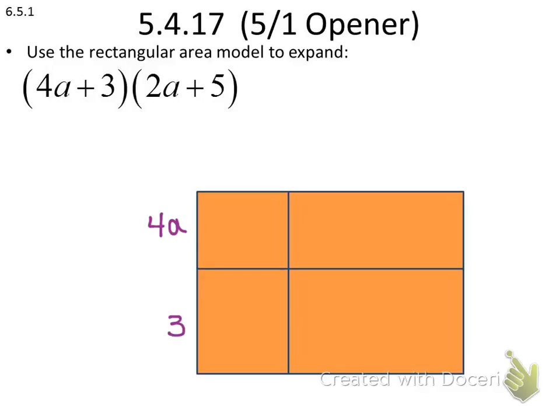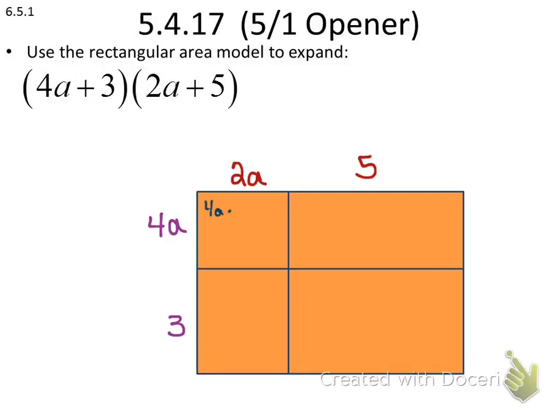3. So then my second set of numbers is going to represent my width. What's my first width? 2a. And then my second width? 5. So now my job is to find the total area of the entire rectangle. So in order to find the area of a rectangle, I'm going to use what formula? Area equals height times width.